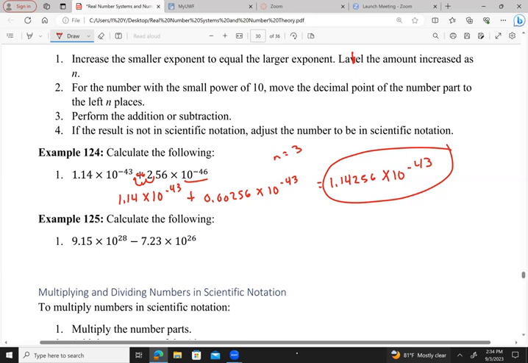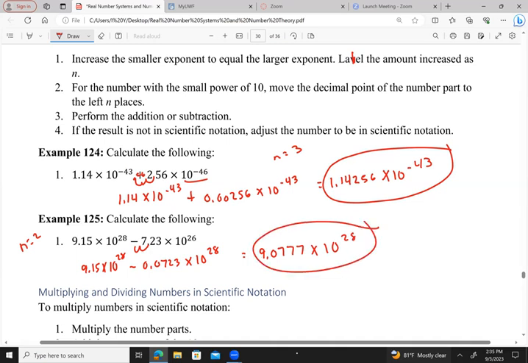So now my lower one needs to go up by 2. So n is 2. So I move it left 1, 2, and I have 0.0723 times 10 to the 28th. I have 9.15 times 10 to the 28th. So I subtract 9.15 minus 0.0723, and I get 9.0777 times 10 to the 28th power.